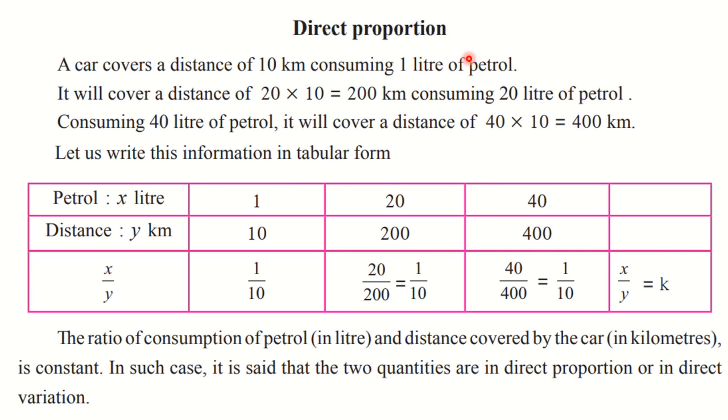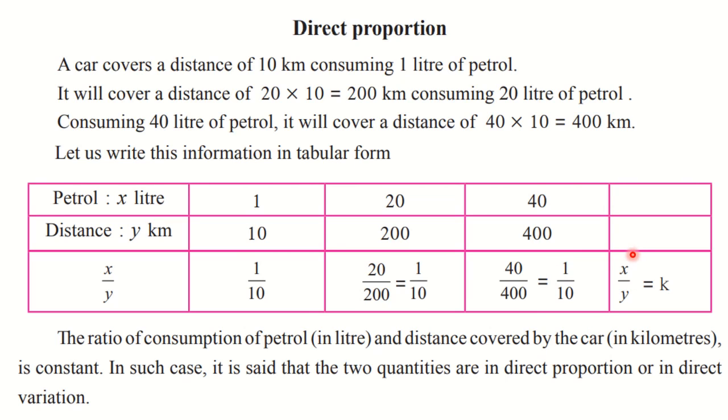Direct proportion. Okay, so all this information we can write in the tabular form, that petrol in liters, just take it as X and distance we will take as Y. So in 1 liter 10 kilometers, in 20 liters 200 kilometers, in 40 liters 400 kilometers. So everywhere if we find the ratio or if we go for division X upon Y, then this is 1 upon 10, 20 upon 200 also is 1 upon 10, 40 upon 400 also is 1 upon 10.